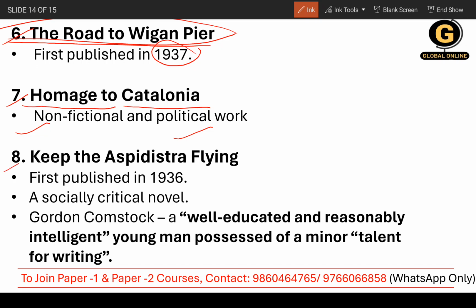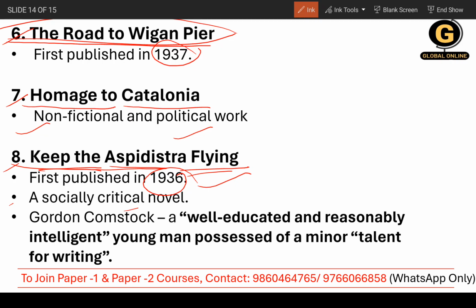Now the eighth work in the slide, Keep the Aspidistra Flying. It was first published in 1936. You don't need to remember it, not very important, but yeah. It's a socially critical novel.